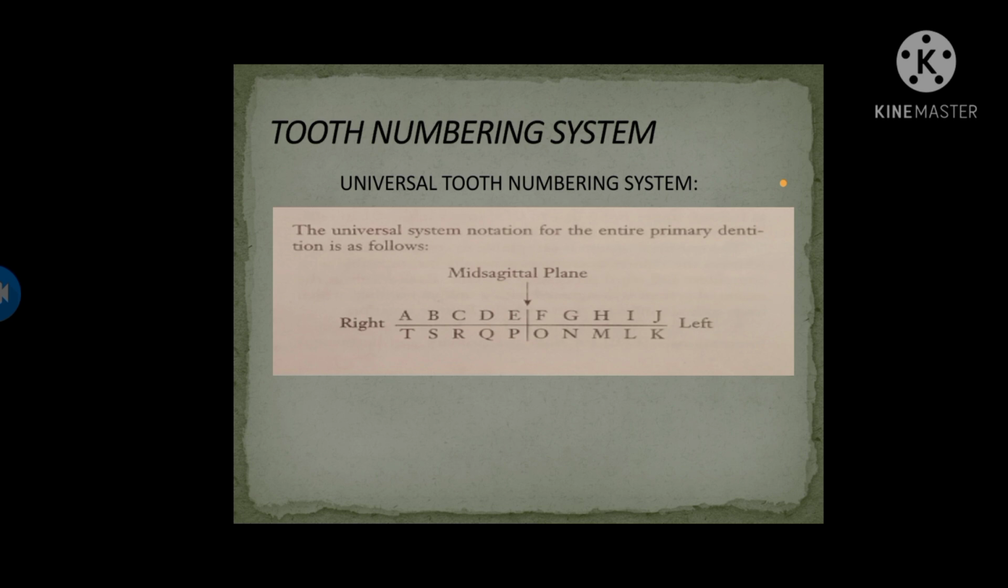You would start from the right side of the maxilla, that is the second molar in primary dentition, and move towards the second molar of the left side in the maxilla. Then shift to the mandible, that is the second molar of the mandible, and move towards the second molar of the right side of the mandible.